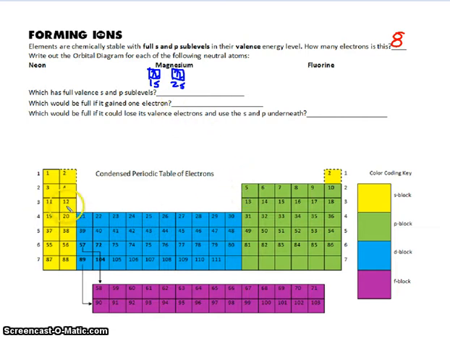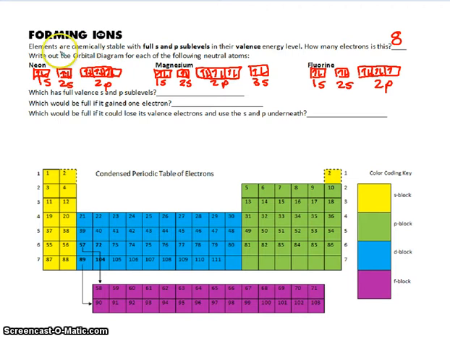And then we're going all the way to 12 for magnesium, so I'm going to do all of the 2p sublevel. Here's electron number 5, 6, and 7, and then come back down for 8, 9, and 10, and then numbers 11 and 12 are in 3s. So here's number 11 and here's number 12. And for neon and fluorine, I've already done those, here they are. So here are the orbital diagrams for neon, magnesium, and fluorine.